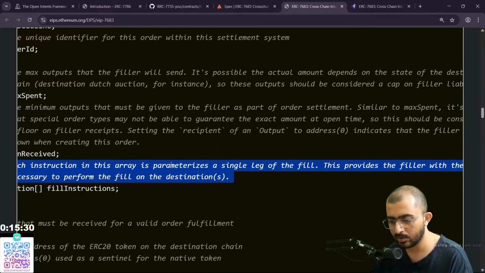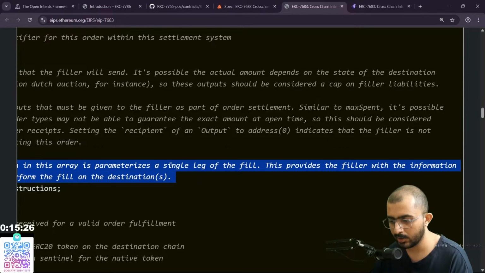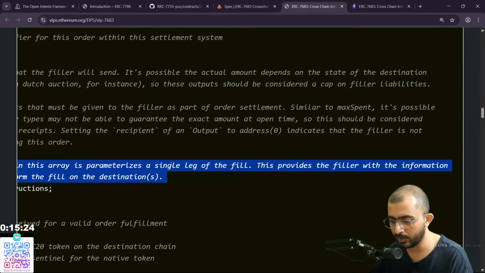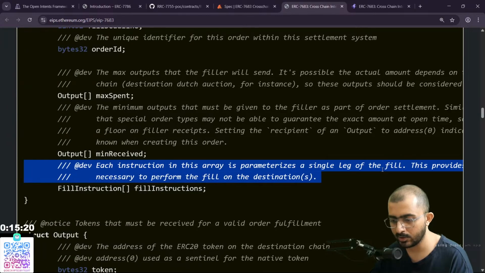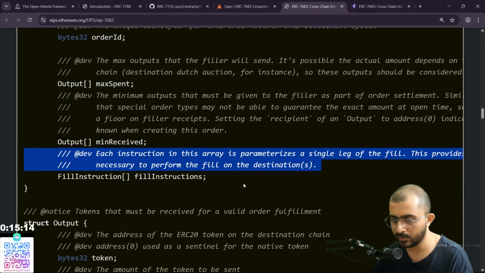Each instruction in this array parameterizes a single leg of the fill. This provides the filler with information necessary to perform the fill on the destination chain. Destinations, okay.